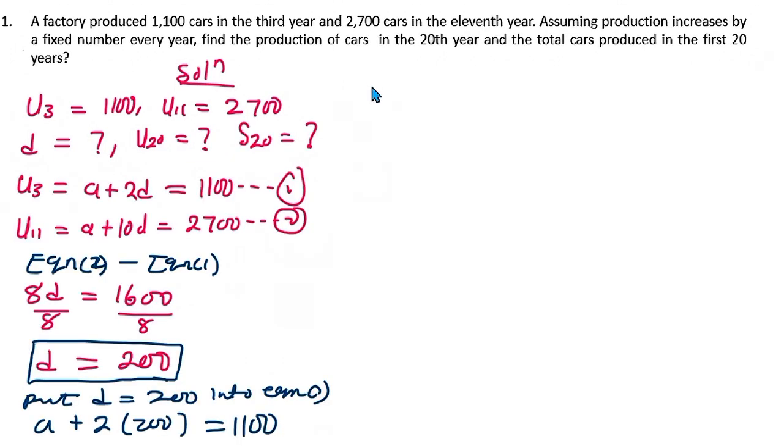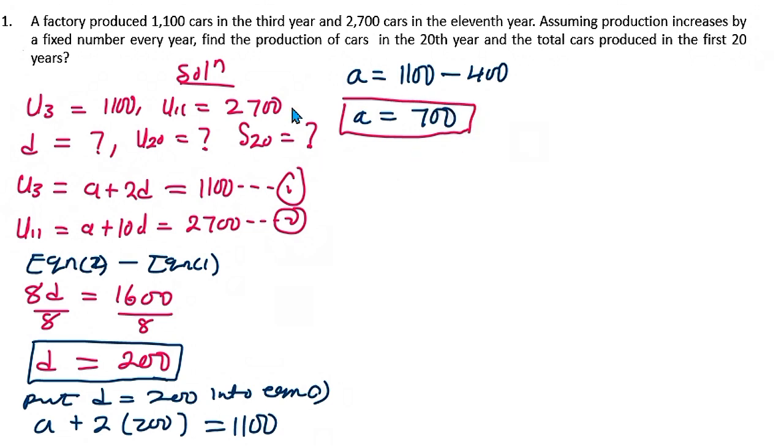So solving for A, we are going to have A equals 1,100 minus 400. If we work that, we have A to be 700. Okay, so we need to box this information, it is also vital. Now we have found the common difference D. We've also found the number of cars produced in the first year, which is 700. So let's go ahead and find the number of cars produced in the 20th year.